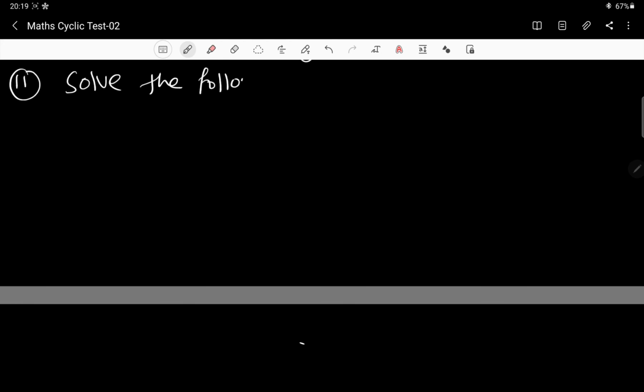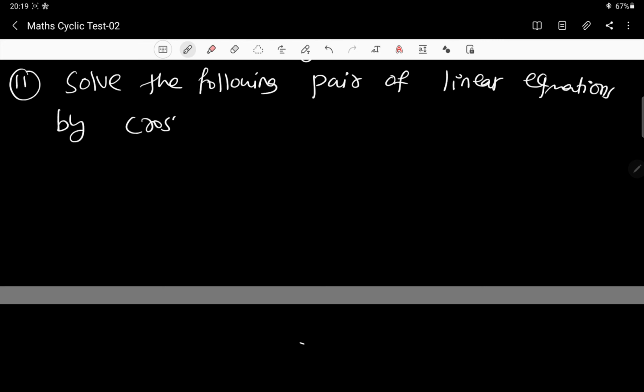Solve the following pair of linear equations by cross multiplication method.